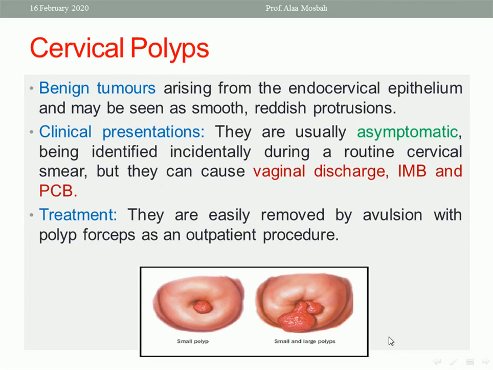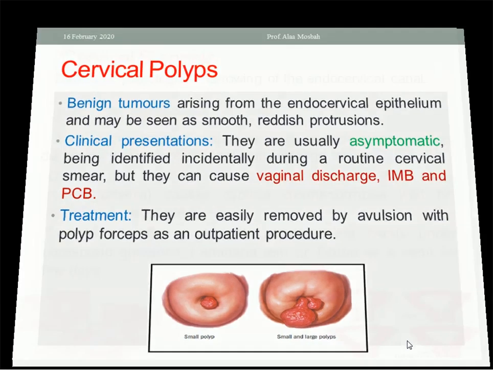The clinical presentation of the patient may be in the form of vaginal discharge, intermenstrual bleeding, and postcoital bleeding. However, many of the cases are asymptomatic, and the case is discovered accidentally during local examination. Treatment: they are easily removed by avulsion with polyp forceps as an outpatient procedure. So we do polypectomy in the outpatient clinic.